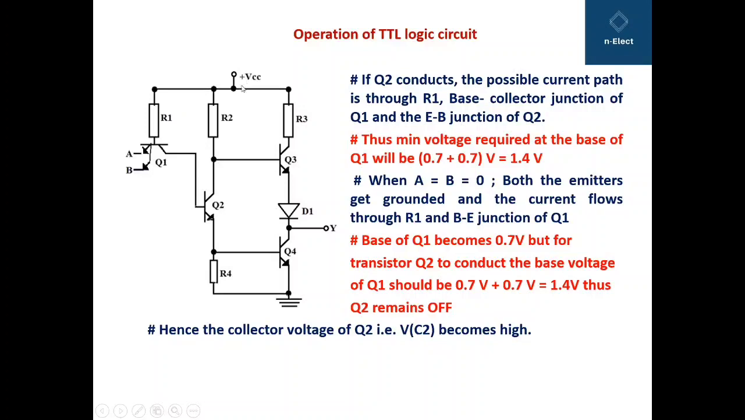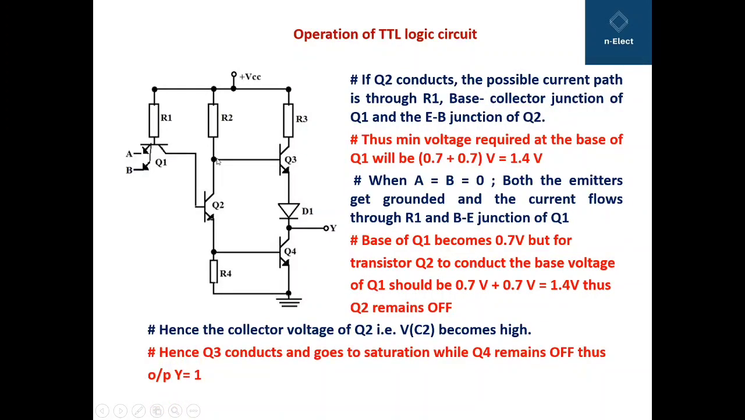Therefore all the VCC will appear here, which is nothing but the base voltage for Q3. So Q3 conducts and goes to saturation, while Q4 remains off because Q2 is off. Since there is no current through the base emitter junction of Q2, there will be no voltage drop across R4 and therefore no voltage at the base of Q4. So Q4 will be off. So Q3 will be in saturation and Q4 will be off, and therefore output Y equals 1.